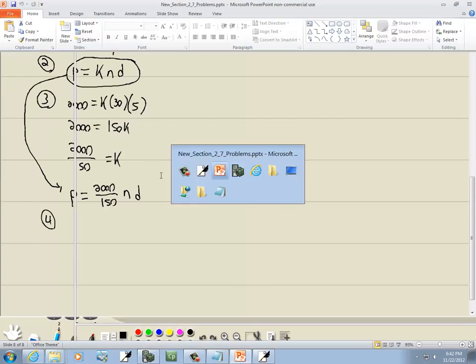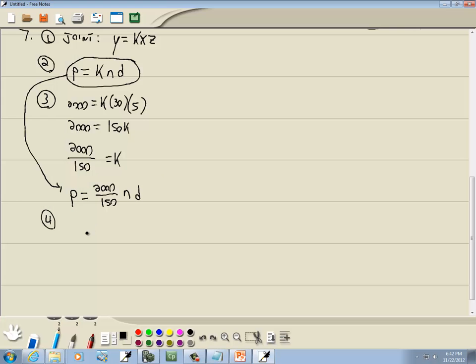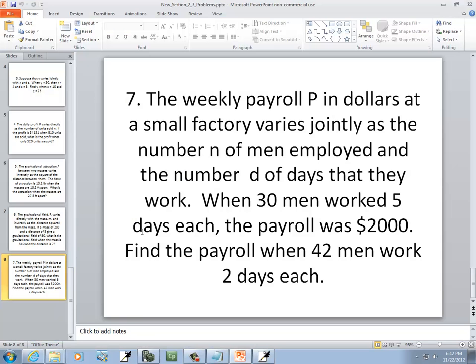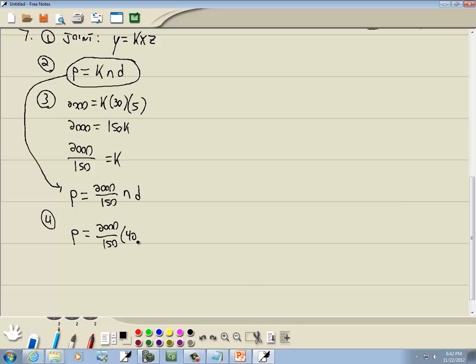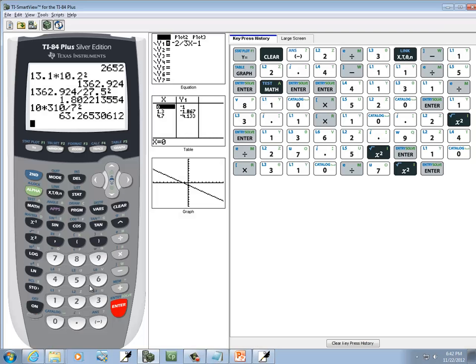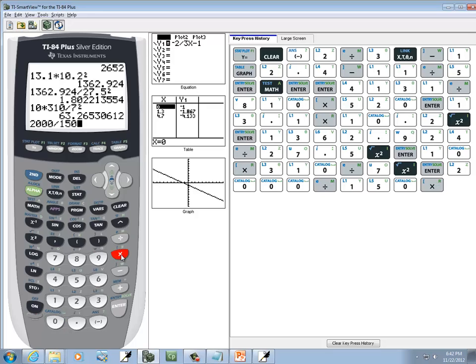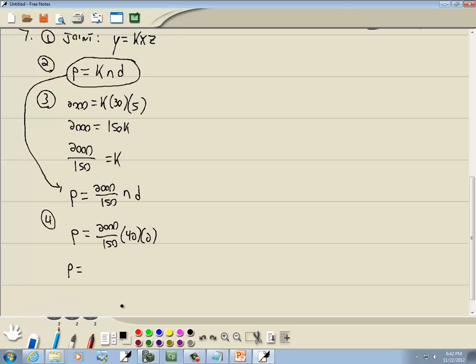Well, step 4, find what they really want. Find the payroll, so find P. When 42 men, so N is 42, work 2 days each. So let's see what that gives us. 2,000 divided by 150 times 42 times 2. Enter. And we get 1120. And that would be our answer.